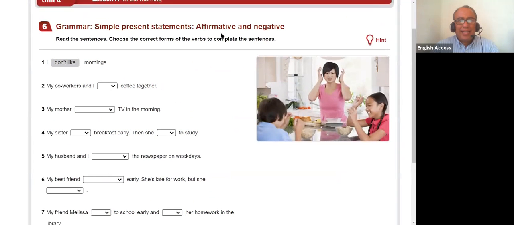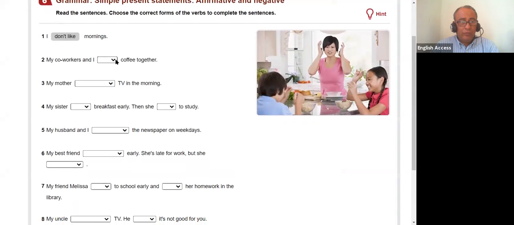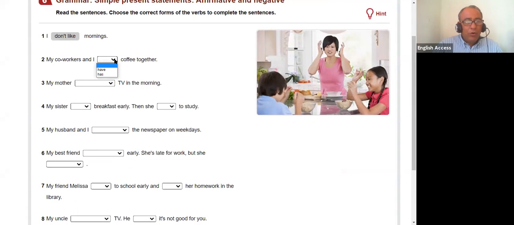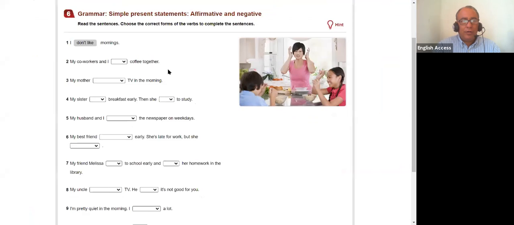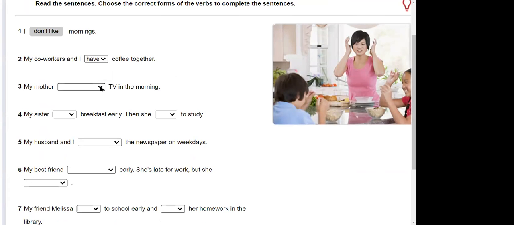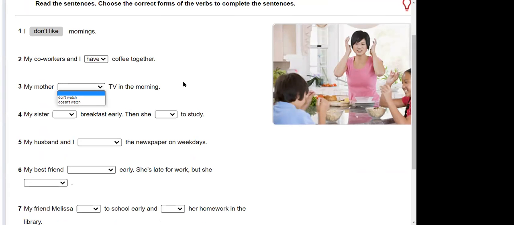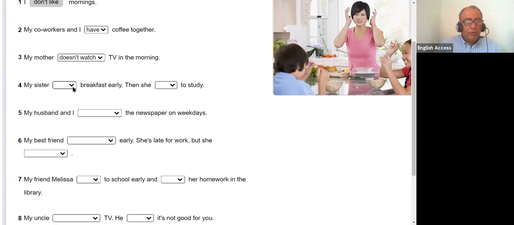These are negative or affirmative sentences. In this case, I don't like mornings. For number 2, my coworkers and I have or has coffee together. What is the correct one? My coworkers, my colleagues, the people that work with me, have or has? Have. Have, very good. This is an affirmative. Now this is a negative. My mother don't watch TV, doesn't watch TV. Very good, Pacheco.